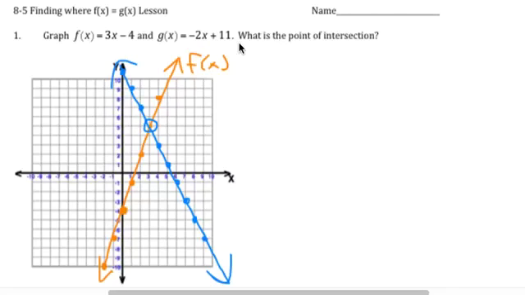Okay, so I need to know what the point of intersection is. 3, 5. +3, +5. Very good. Okay. Any questions there on that one?